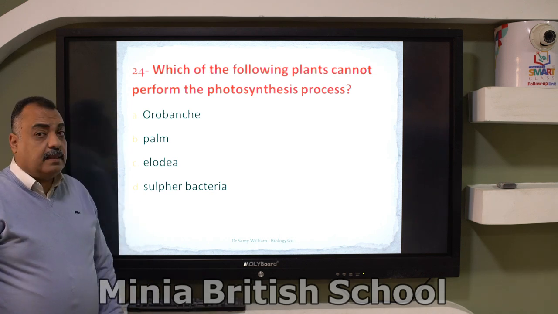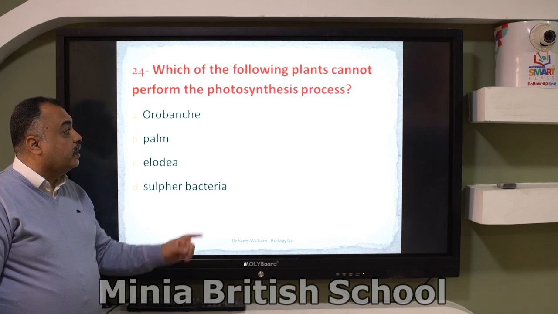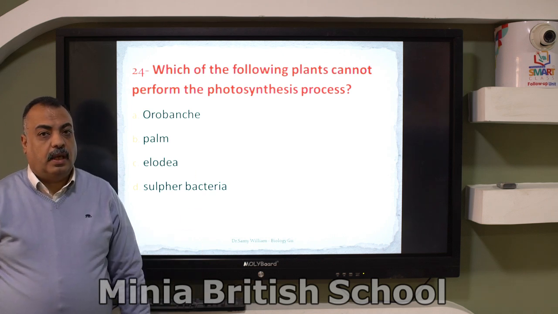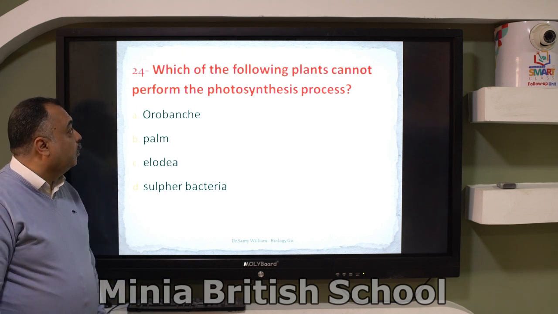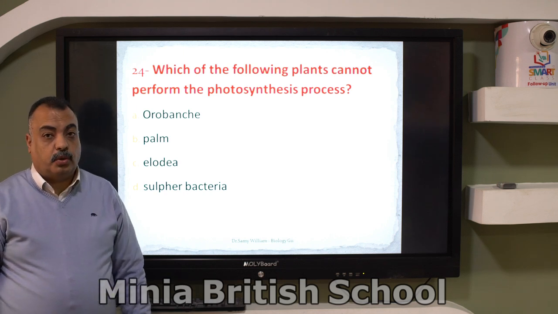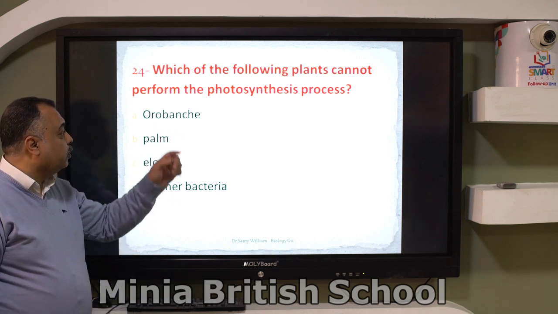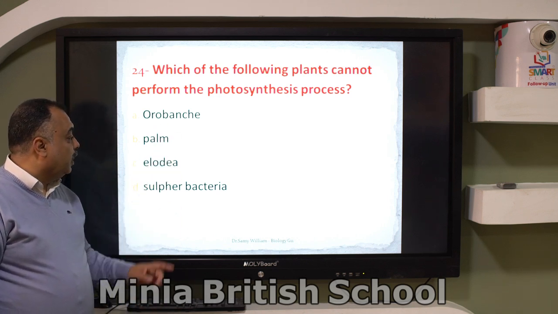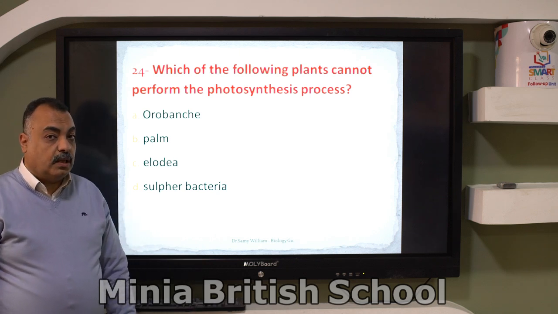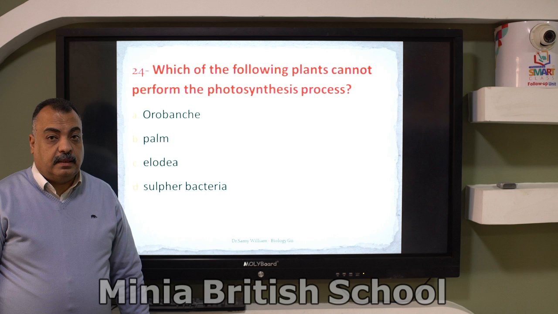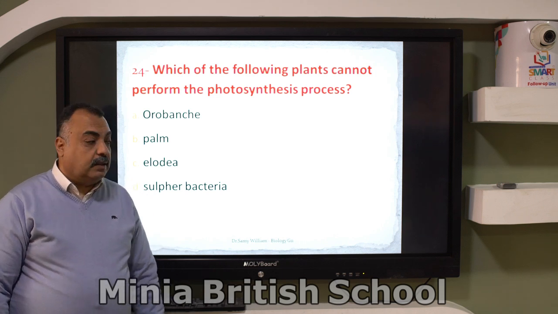Which of the following plants cannot perform the photosynthesis process? Again, which of the following plants cannot perform the photosynthesis process? Number 1, orobanche, balm, Peludian, sulfur bacteria. Which is? Yes, of course, orobanche plant. Orobanche plant. Very good.